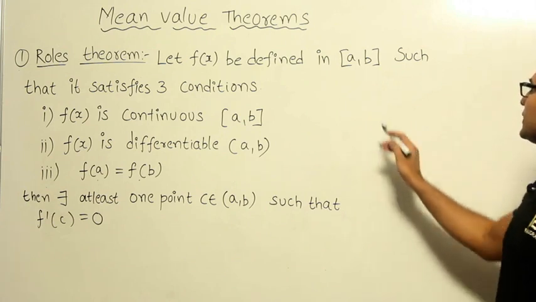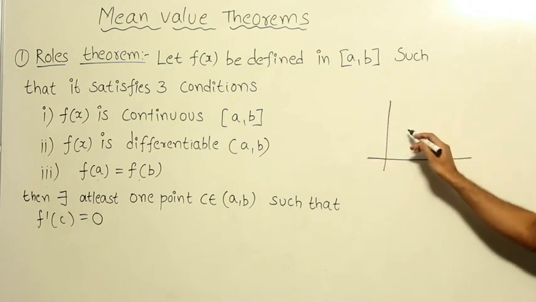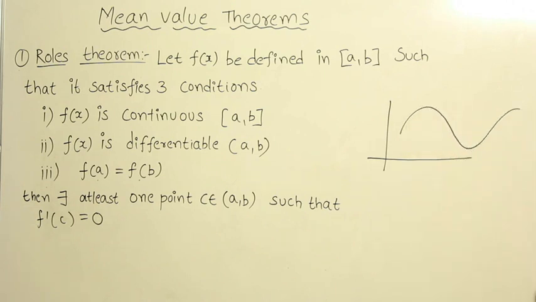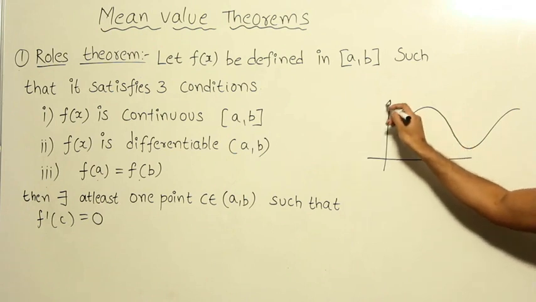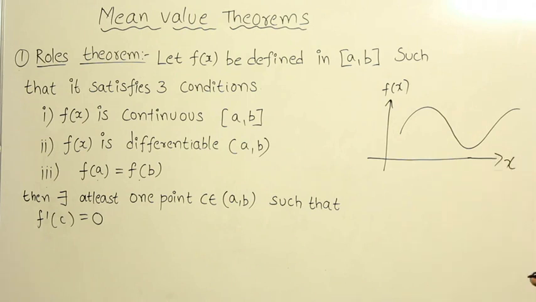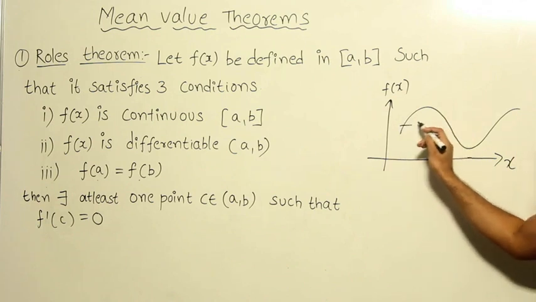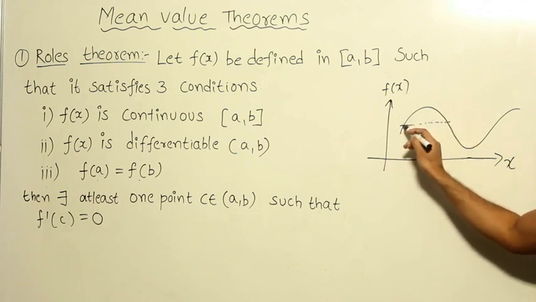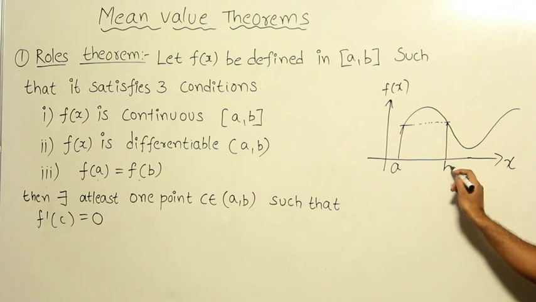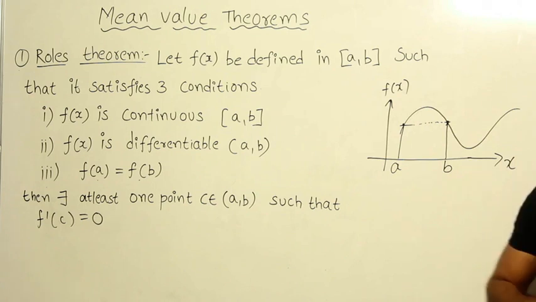So what they are trying to say is, let us say there is a function here, and assume that the function is moving something like this. Now this is f of x, the function, and x is the values. So you can take 2 points here, let's call one as a, and let's call this one as b. Now if you see this point, f of a is equal to f of b, isn't it?